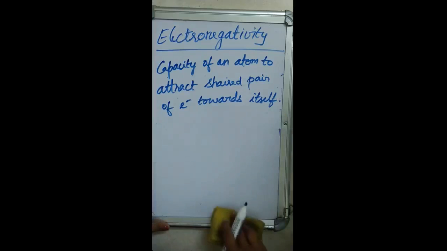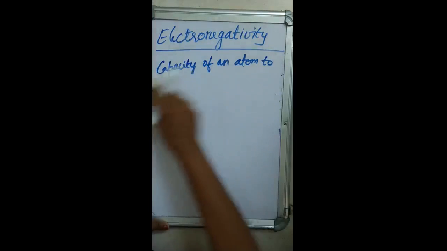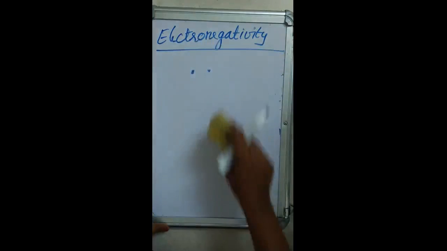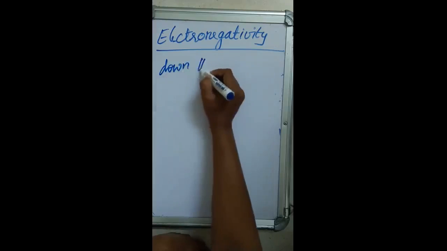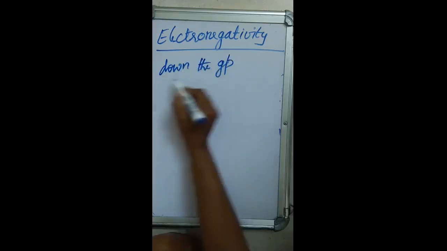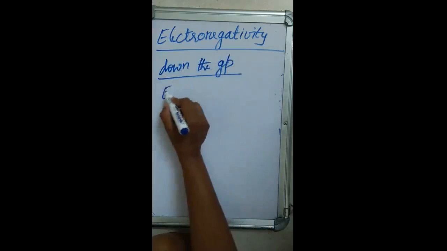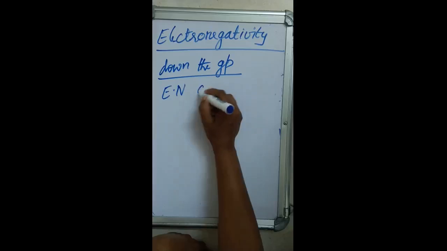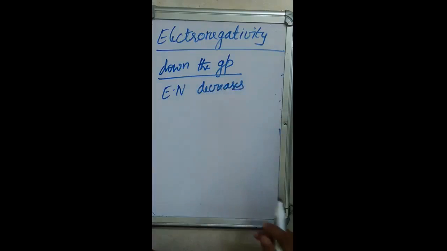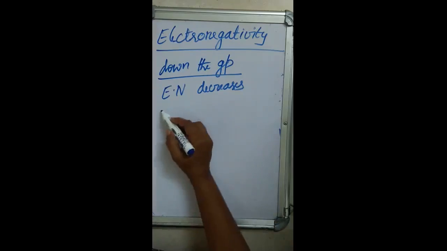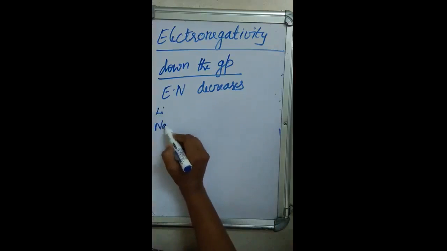Now, what happens to the variation of electronegativity down the group and along the period? Now we'll see down the group. The concept will be the same. Electronegativity, I will write EN, decreases down the group. Ionization enthalpy also decreases down the group. Electron gain enthalpy also decreases down the group. Electronegativity also decreases down the group. Now the concept remains the same. Lithium, sodium and potassium.